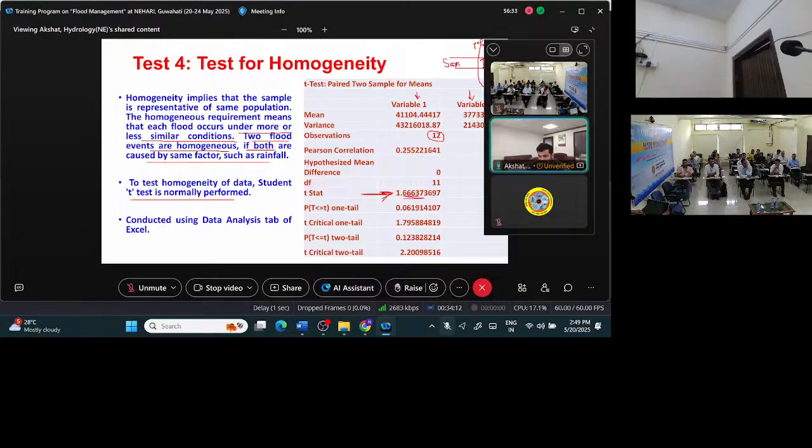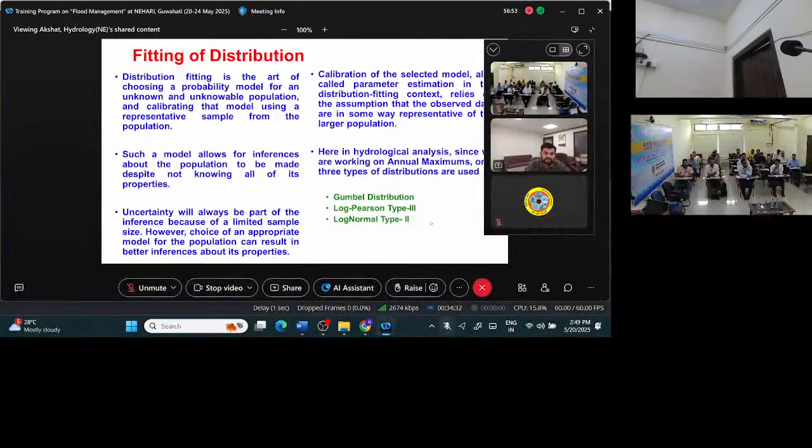Which came out to be 1.666. And we see if it is less than the critical one-tailed and critical two-tailed values. If it is less than that, we say our sample is homogeneous. So these are for the testing of data.